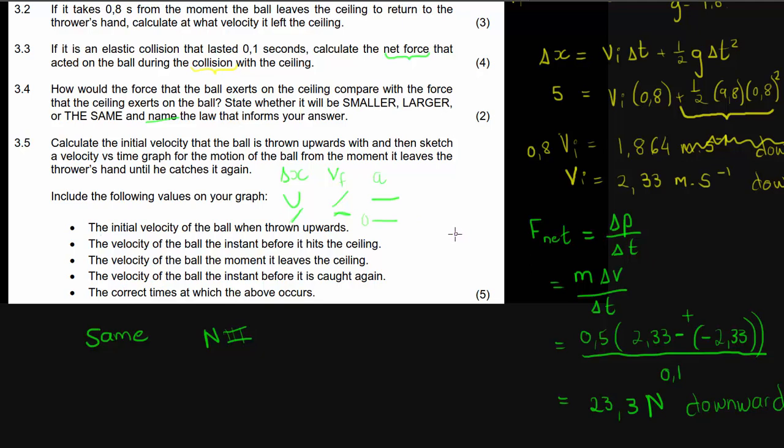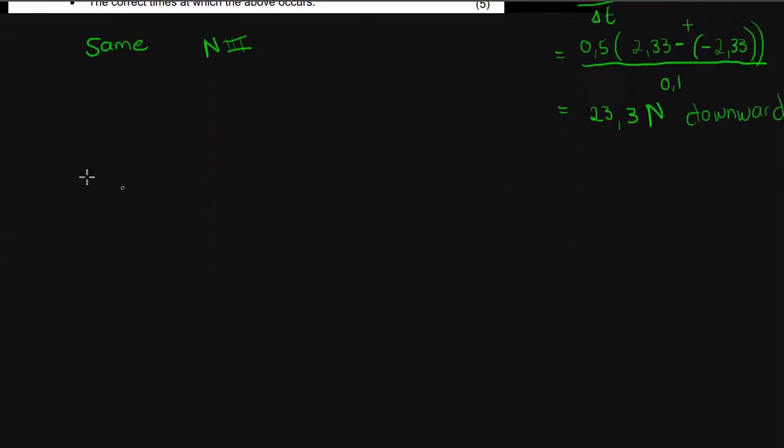So I say that because it was terrible, just the way people did this question. But basically it comes down to this, that we want to draw a graph, delta t, and here we go. Initially we start at some velocity and it's going upwards. The velocity is being reduced, so it's upwards until some point where it hits the ceiling.